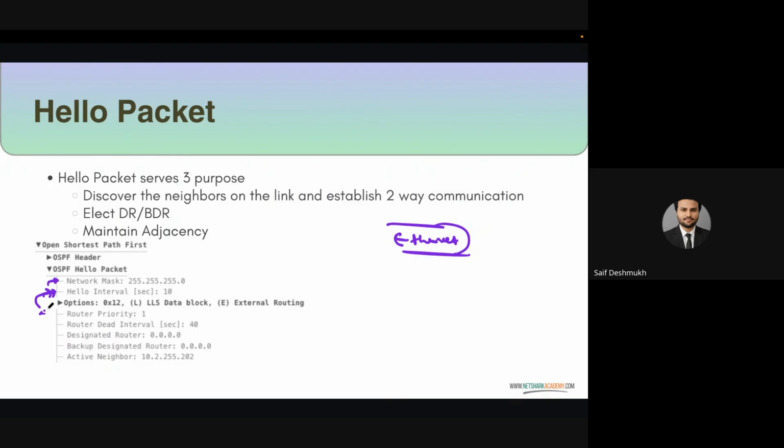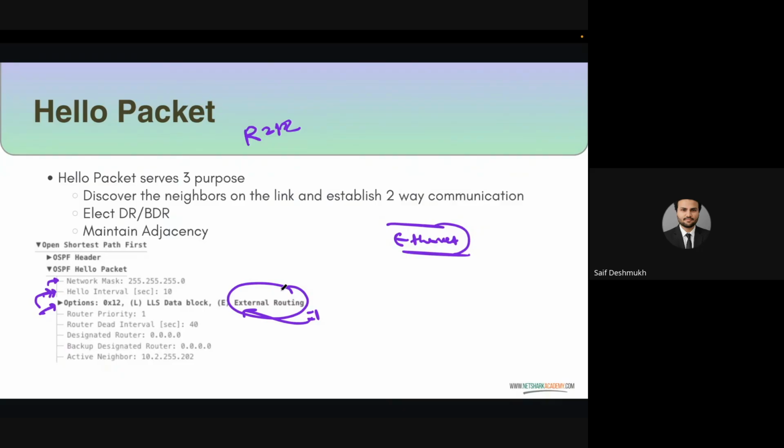We have some kind of flags. There are so many different flags available. We'll dive deep into it later again in the next class. This is the sender's way, which at this moment is router 212, of telling that I support so and so things, and this turns on that flag. At this moment, it has turned on the E flag, set to 1, which is its way of telling I support type 5 LSA, or I support external routing information as well.